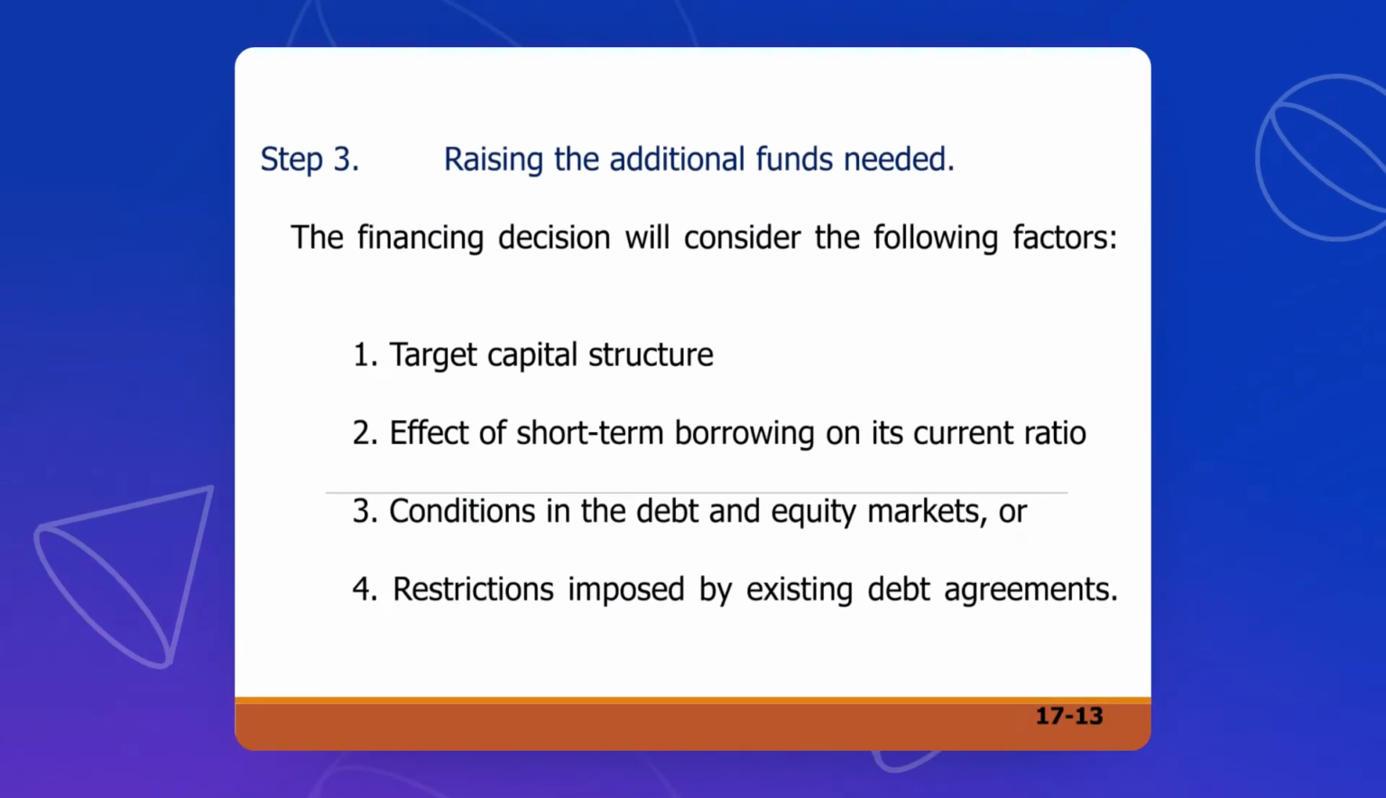Step number 3, again, you will raise your additional funds needed, and with this one, the financing decision will consider the following factors. So you have here target capital structure. Mamaya, class, I will show how you will be able to get your target capital structure. And number 2 is the effect of the short-term borrowings on its current ratio. Okay? And number 3, conditions in the debt and equity markets. And number 4 is all about restrictions imposed by existing debt agreements. So that's the things that you need to consider.